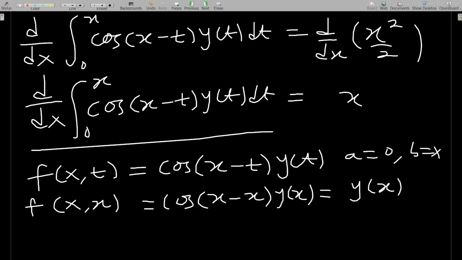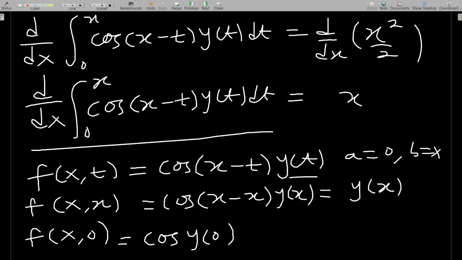Then we'll need the db/dx, okay? But let me first do f of (x, a). f of (x, a), and a is 0. So I have something like this, and this will be equal to cos x minus 0, and that will be cos x, okay? Then y of 0. We have y of t here, so I put t equals 0 there, okay?